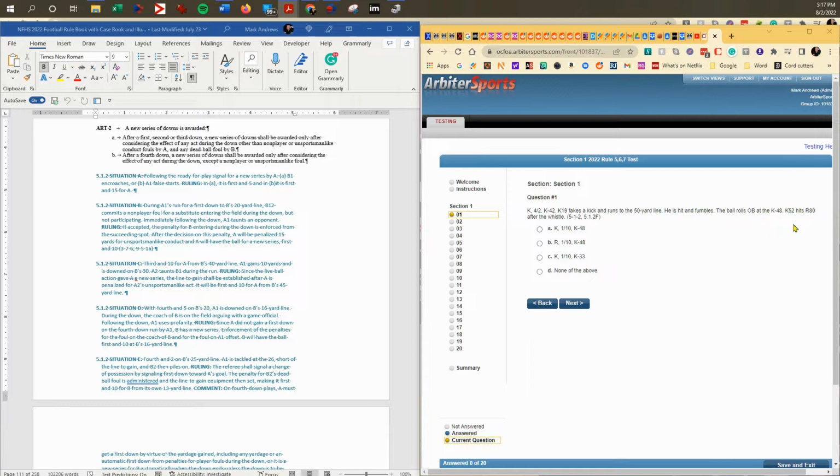Now we take into consideration the late hit, the personal foul by K52 on R80. So that's a 15-yard foul that would be marched off from the spot where the ball went out of bounds, the K48. So we're going to have K 1st and 10 at the K33.